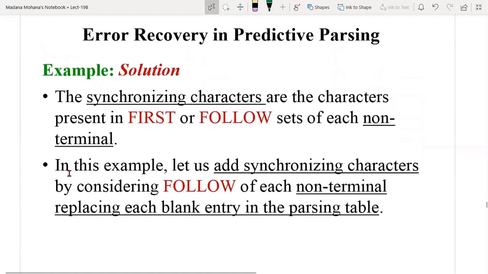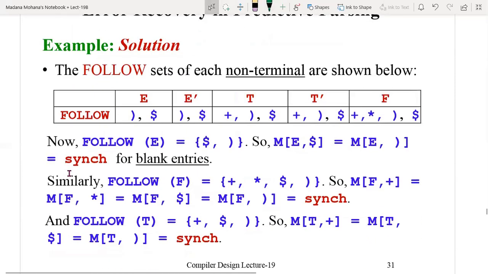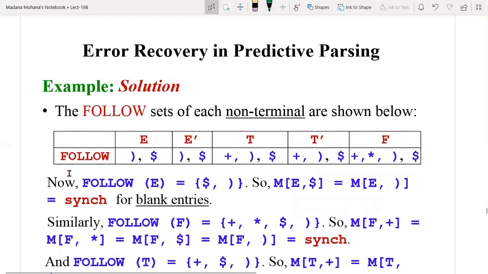For adding synchronizing tokens, first we need to consider some non-terminals or variables and find out the first and follow values of those non-terminals. The synchronizing characters are the characters present in the first or follow sets of each non-terminal. In this example, let us add synchronizing characters by considering the follow of each non-terminal, then replacing each blank entry in the parsing table. Here I have taken the follow values we constructed previously. These are the follow values for E, E', T, T', F.